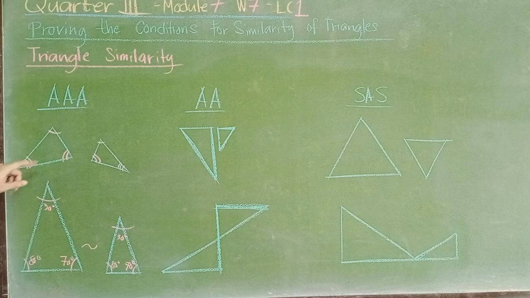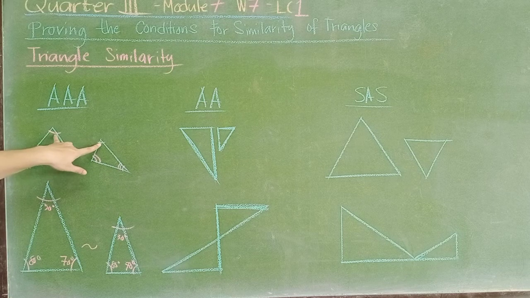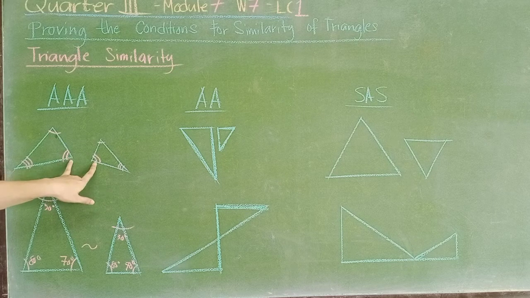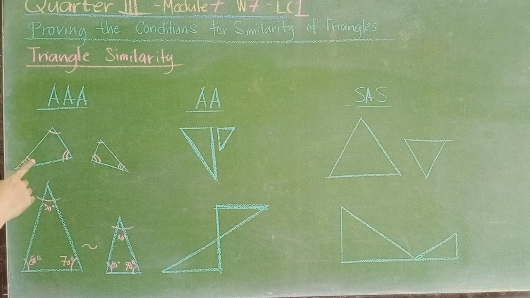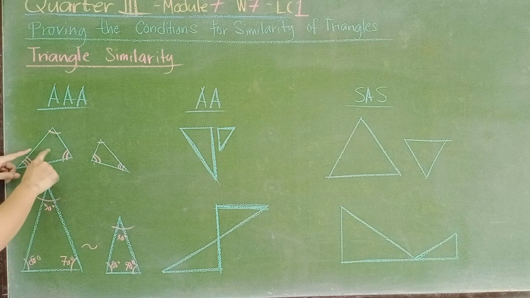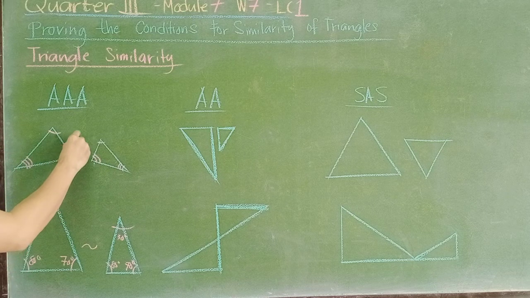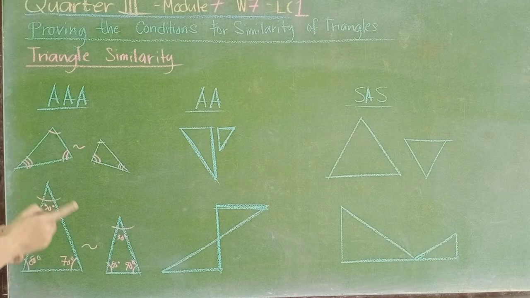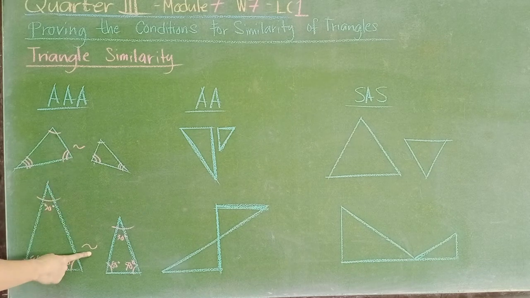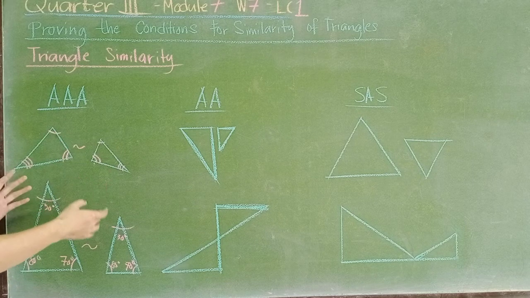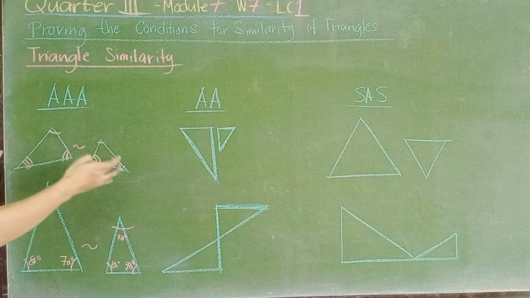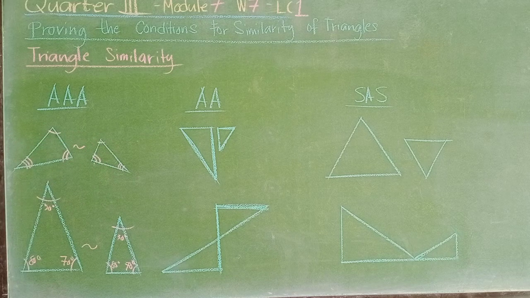similar sila. So dito meron ka din one pair of angle. This is your second pair, this is your third pair. So kung meron kang tatlong pares na angle na congruent, ibig sabihin, yung mga triangles na yan, similar sila. Hindi sila congruent, similar lang sila. So ito yung sa AAA similarity postulate. Kapag meron kang tatlong pares na angle na congruent, ibig sabihin yung dalawang triangle na yun, similar sila.